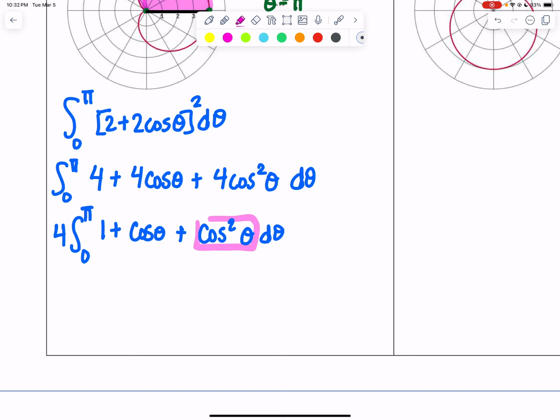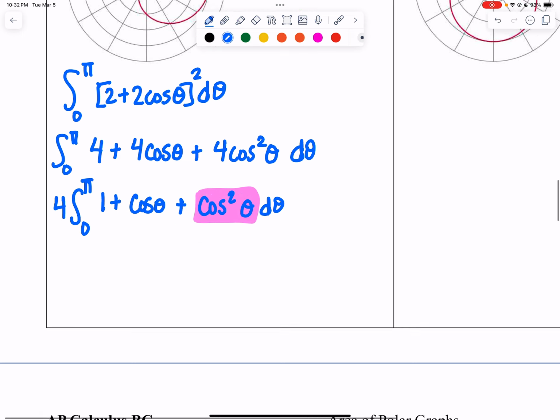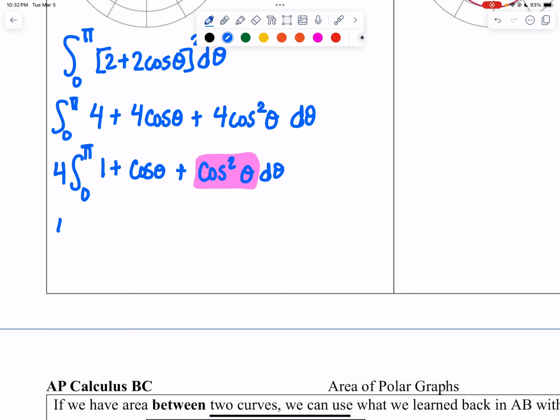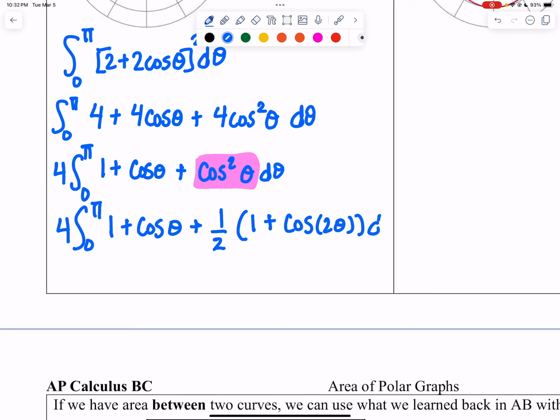I'm also going to go ahead and simplify this by using my reduction identity. So now I have 4 integral from 0 to pi, 1 plus cosine of theta plus 1/2 plus cosine 2 theta d theta. I'm going to simplify the 1/2. So now that's 1/2 plus 1/2 cosine of 2 theta. Now I'm just going to clean everything up.